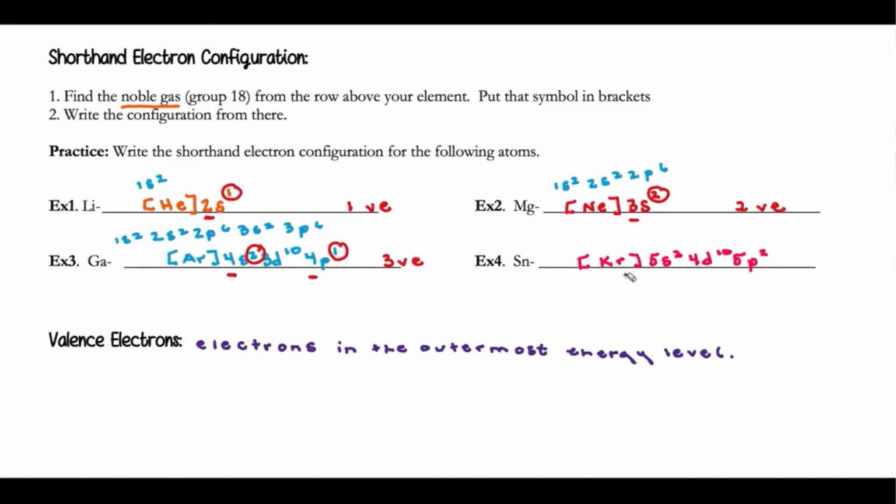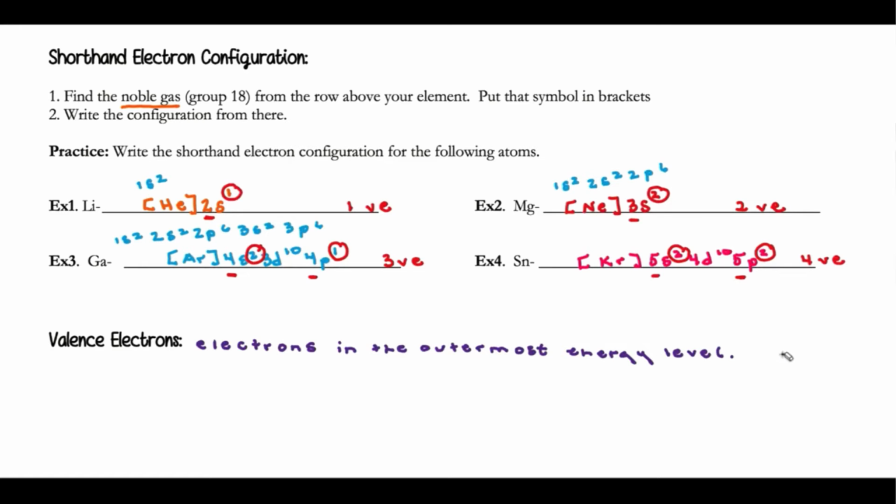Okay. For tin, my highest energy level is 5. So I've got 2 from 5s. I've got 2 from 5p, which means tin has 4 valence electrons. Okay? And it's as easy as that.